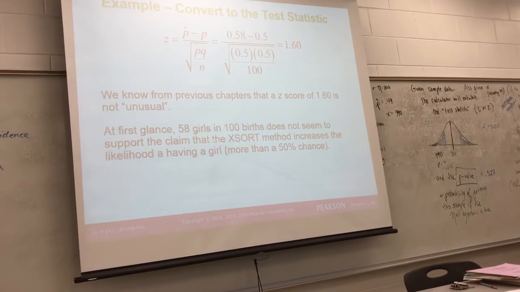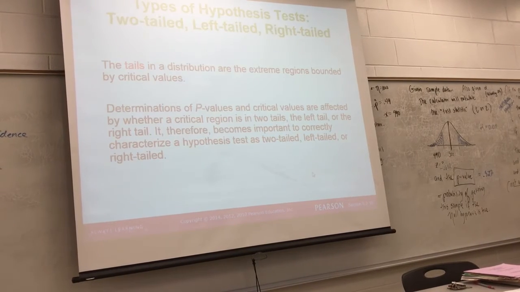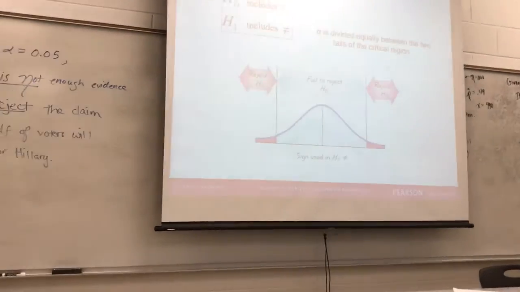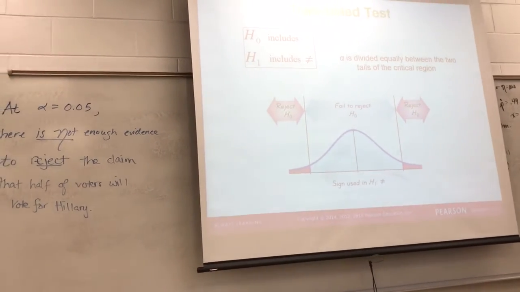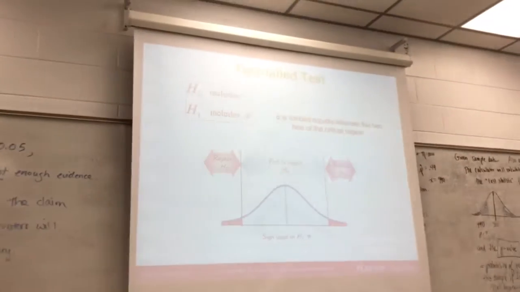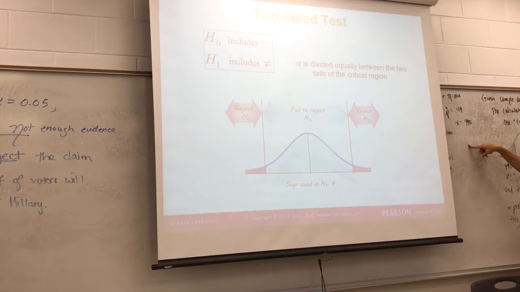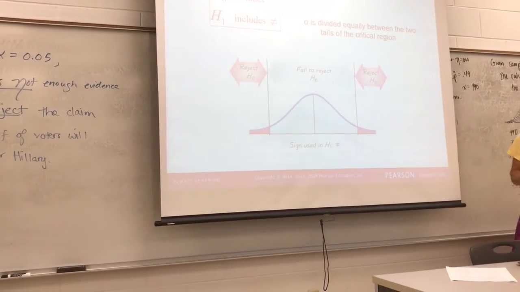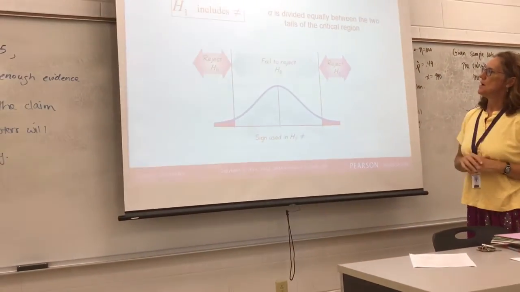And they kind of reason it out. They go, at first glance, 58 girls and 42 boys does not seem to support the claim. Let's see. Here are the types of situations of how the p-value is calculated. Again, kind of behind the scenes, you've got this bell-shaped curve. If it's equals versus not equals, like the one we did with the voting, that's where it calculates it in both directions. And basically, if you're too far in either direction, you would reject H0 and support H1.